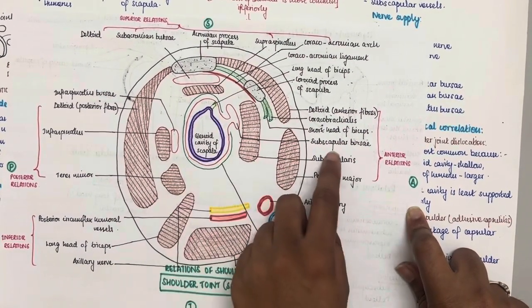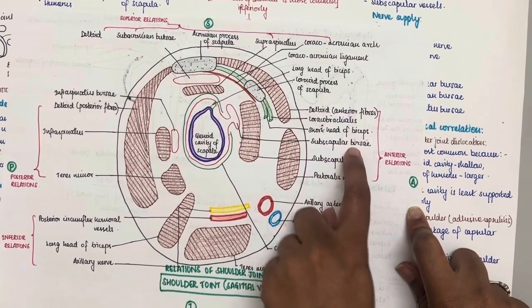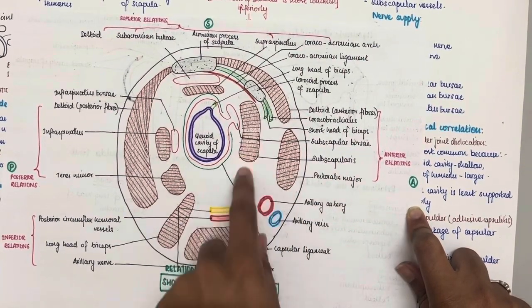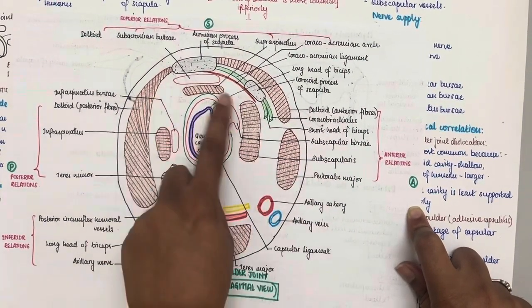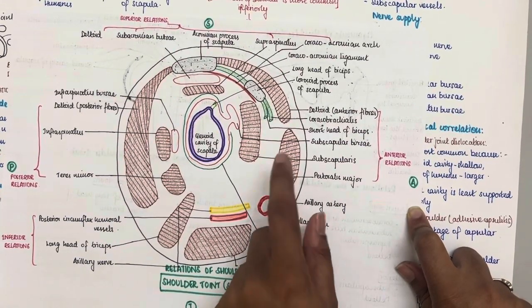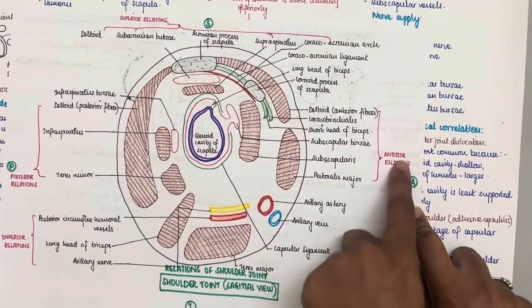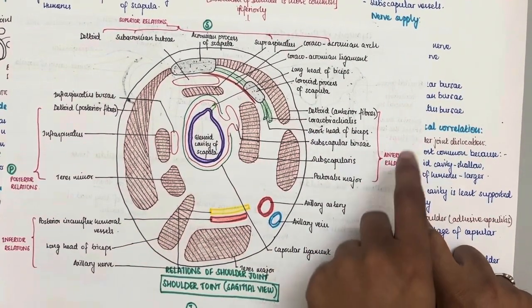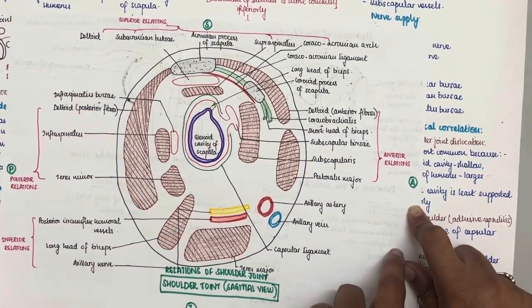And then this is subscapular bursae. Now this you call it as subscapularis. So below that it is subscapular bursae. And then pectoralis major. This is pectoralis major. These all together contribute to the anterior relations of the shoulder joint.